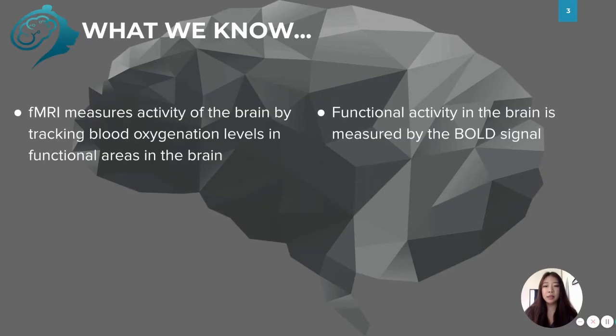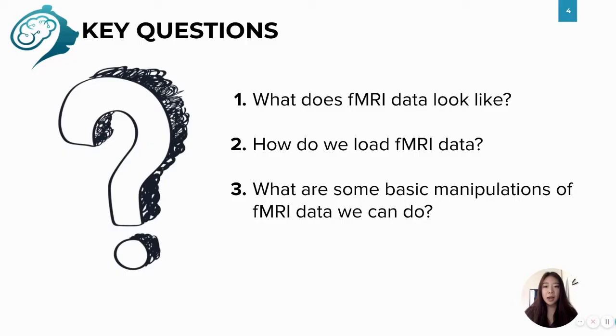And what we want to talk about in this video is, first of all, a little review of what we talked about before. Remember that fMRI measures activity of the brain by tracking blood oxygenation levels in the functional areas of the brain, and that the functional activity in the brain is measured by something called the BOLD signal, which is the blood oxygenation level dependent signal. Some key questions we want to answer are, what does fMRI data look like? How do we load fMRI data, and what are some basic manipulations of fMRI data we can do?